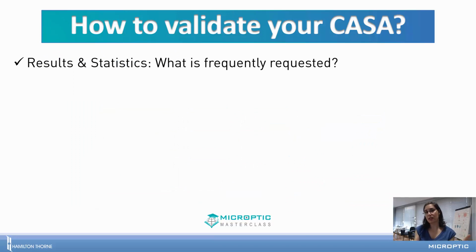So once all your tests are done, you have run your samples and you get your results, it's important to think about what statistics I have to do. This is something that you should previously define in the protocol. What is frequently requested for the validation of a CASA system is just the mean, standard deviation, and coefficients of variation on the testing you have done. But it's important to have previous definitions of your acceptance and tolerances. So in the validation protocol, you should specify the tolerance beforehand, not after, in relation to the results obtained.